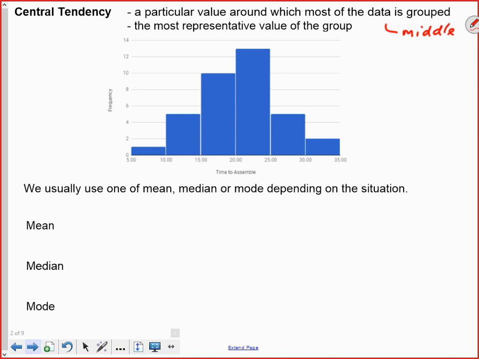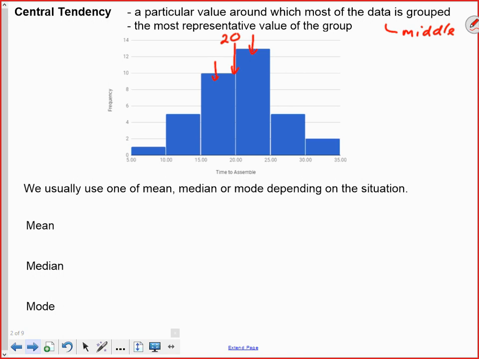It's in the center. Or you can think of it as the most representative value of the group. So if we're looking just at this histogram that we have here, we might say that the middle was somewhere around here, around 20. Now we would like to know it a little bit more accurately than just by looking at the graph, because it could be that it's over here a little bit more, since you can see that peak is a little bit higher. So we want to have a way of mathematically determining this measure of central tendency.